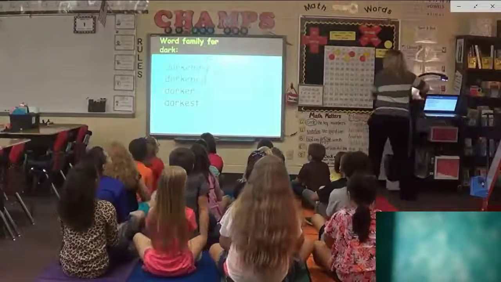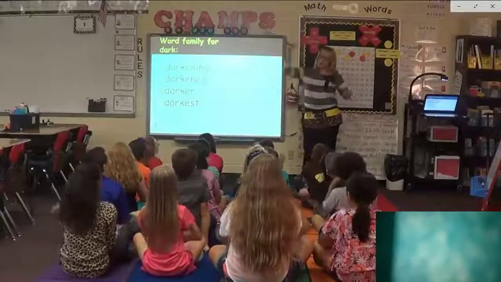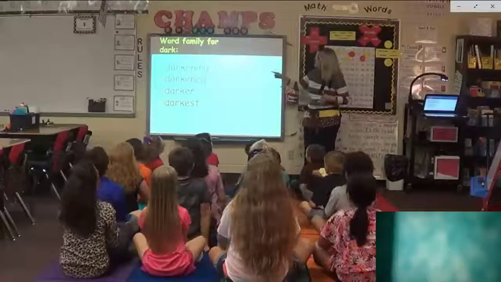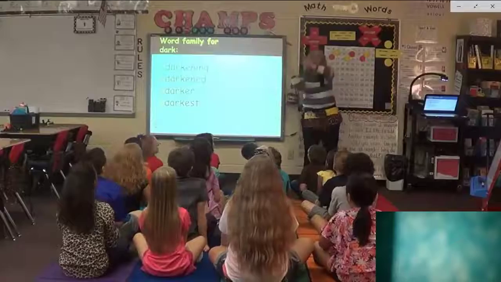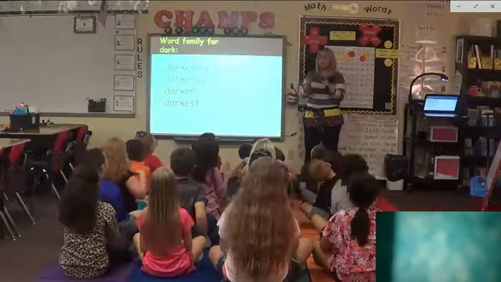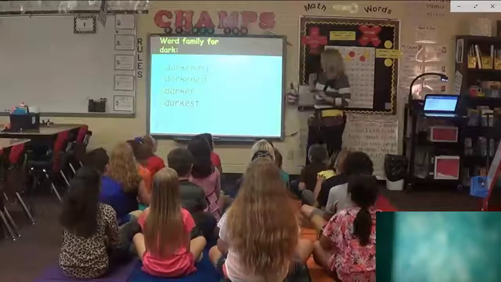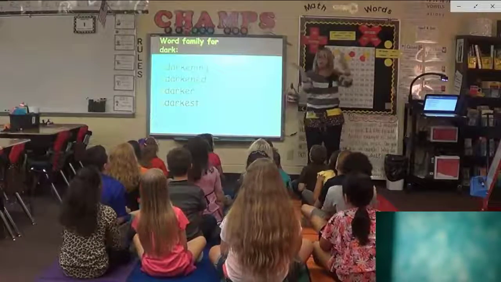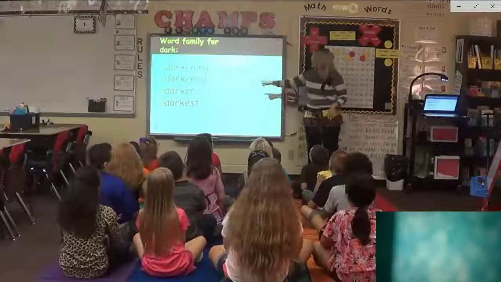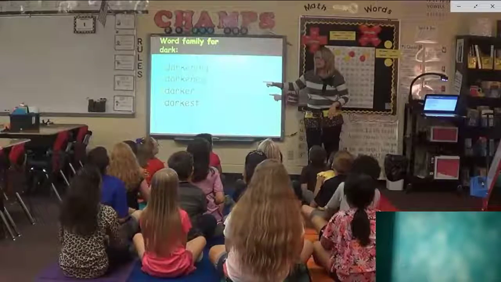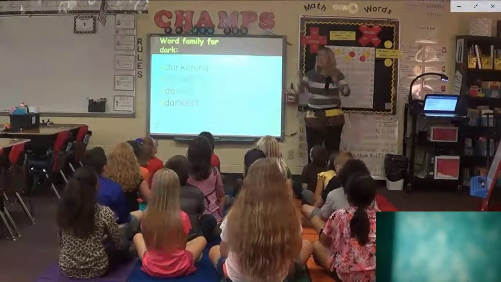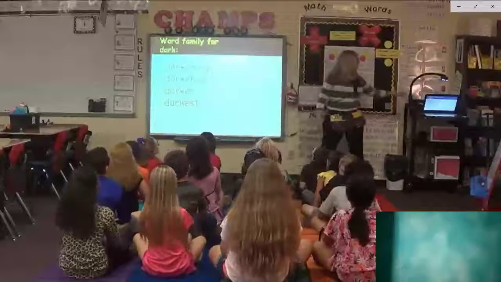All right, now we're going to visit our word families. Darkened means to darken right now. Darkened means past tense, and you usually see the word did darken. Nice job. Darker, ER at the end means more dark. Darkest, EST at the end means most. So it would be most dark.